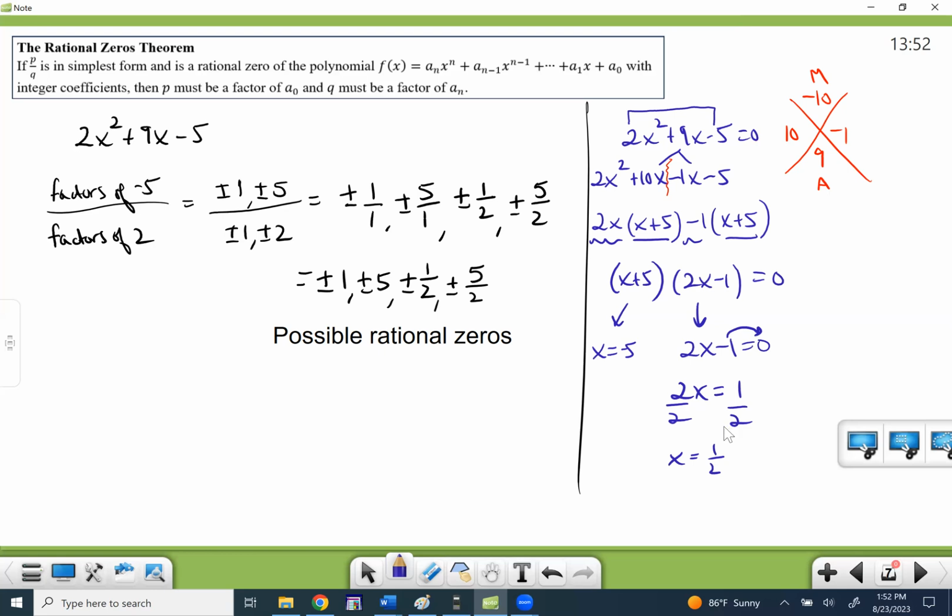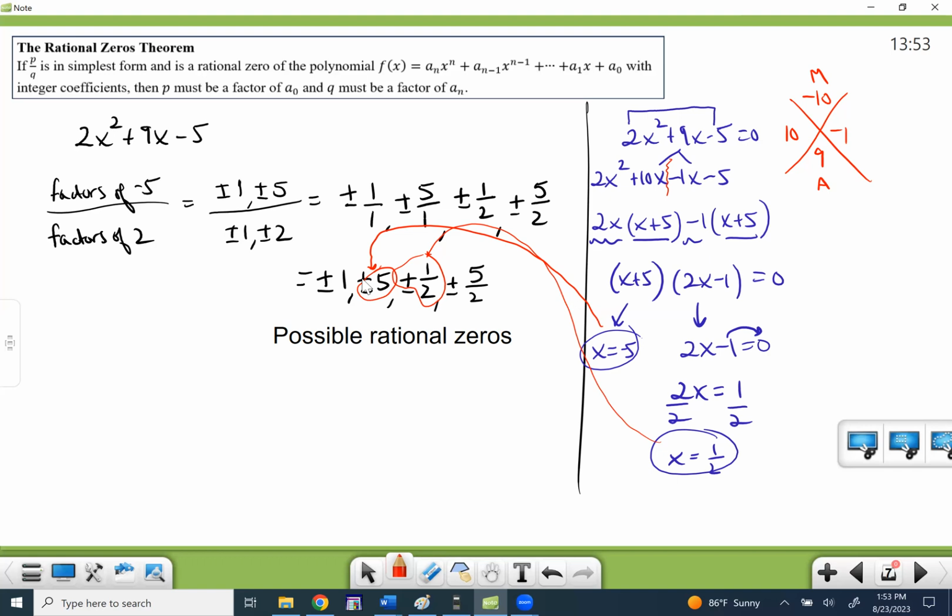Now, what I want you to see is these solutions that we got, these two solutions, are actually on our list of guesses. Yes, -5 was on our list, right? -5 was right here. Yes, +1/2 was on our list. +1/2 was right here. So this is giving us our possibilities. We're going to have a way to narrow it down, but it's like, hey, if we're going to have a rational zero, it's going to be one of these. So hopefully you kind of understand why the factors of the last go on top and why the factors of the first go on bottom, and how this whole process is going to end up working for us.